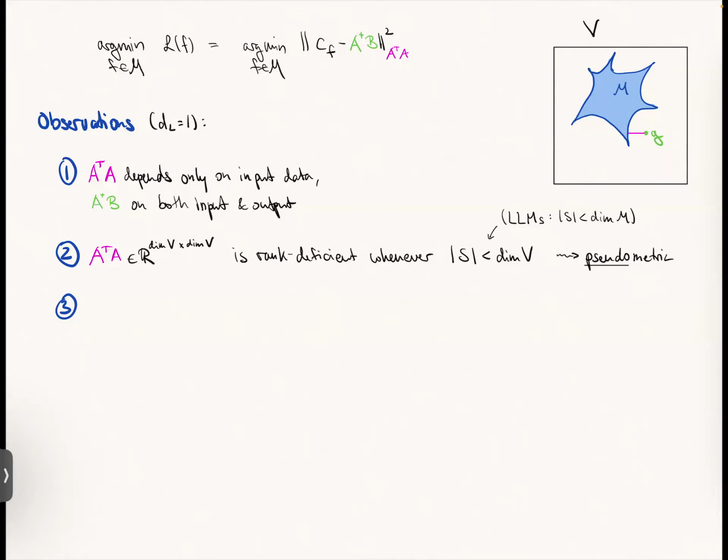And whenever I don't have enough data to cover my whole ambient space, then this covariance matrix is actually going to be rank deficient. And so it is literally going to be a pseudo metric and not a true norm or something like that.